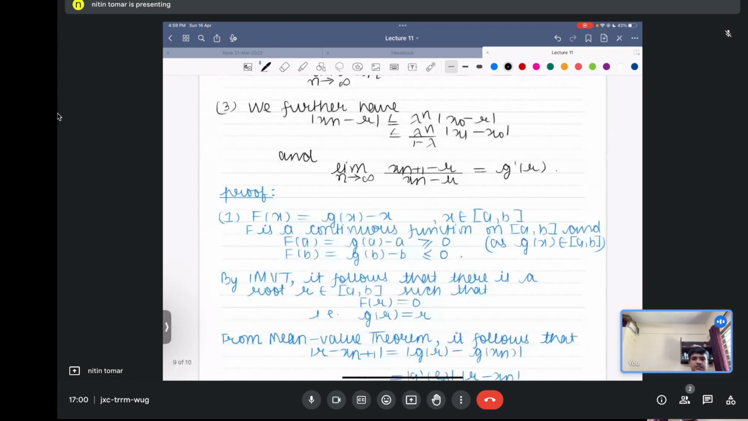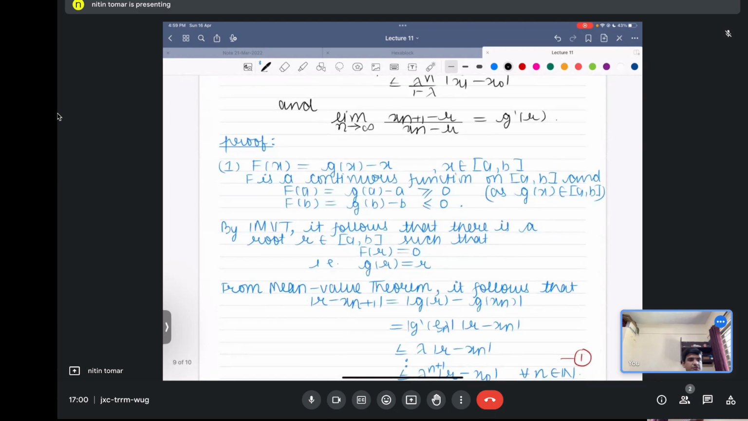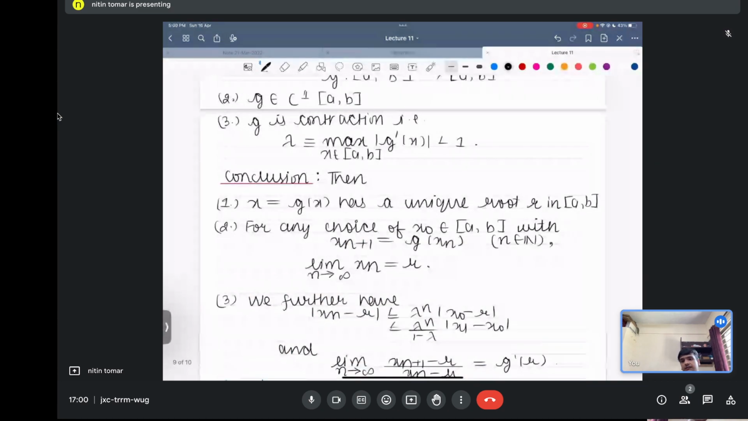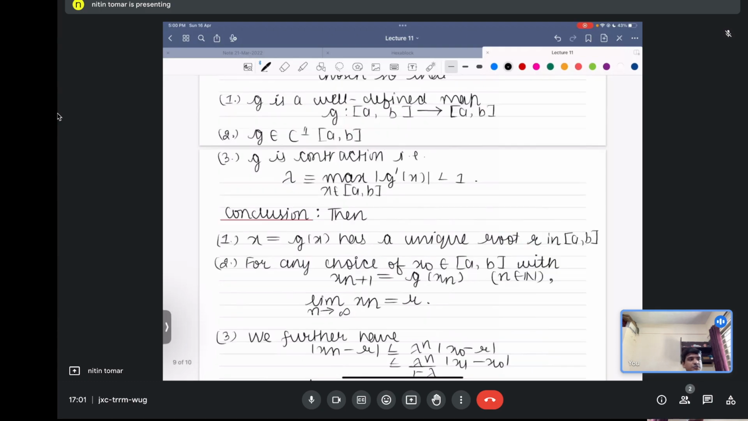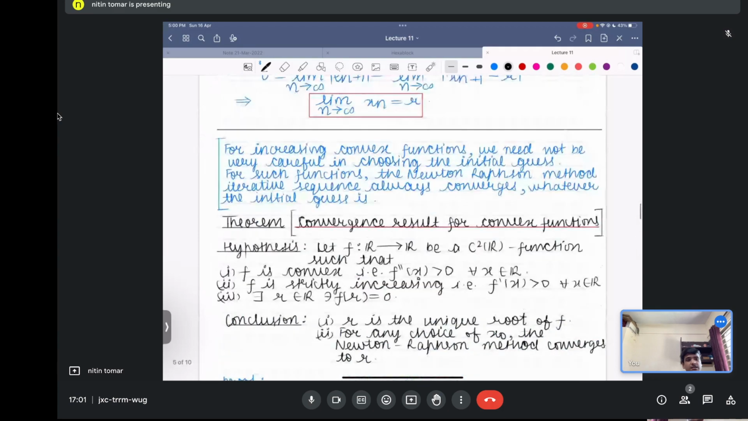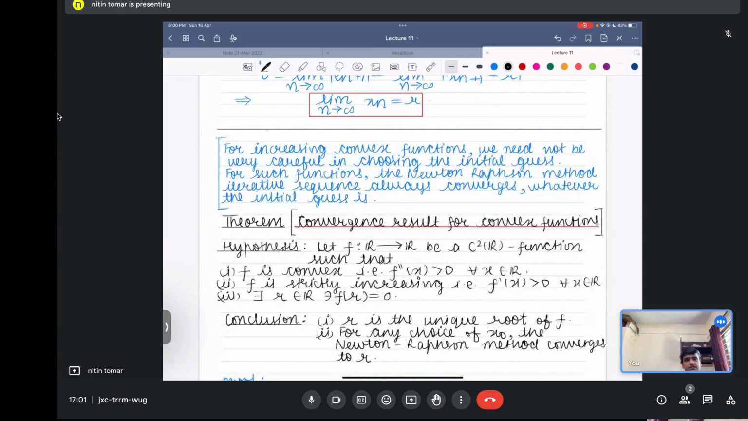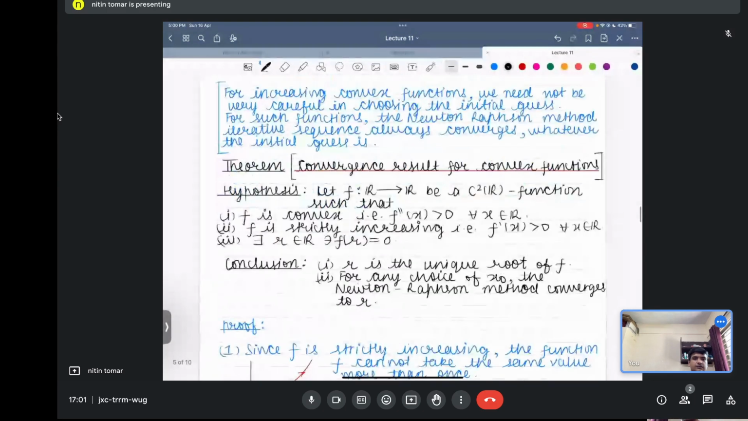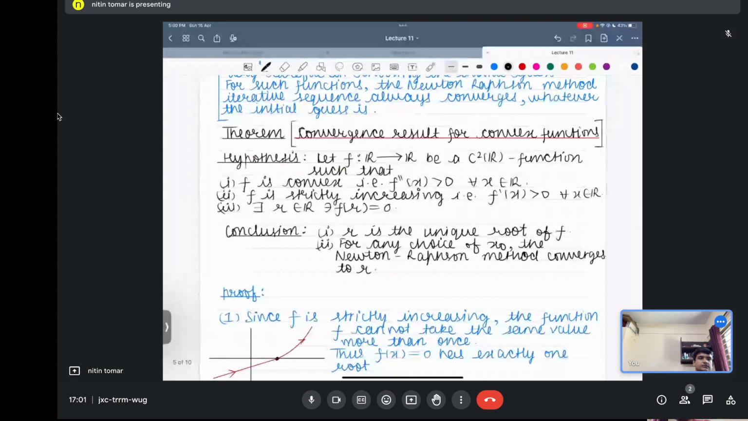So this was the convergence. One thing, we also have a convergence result for a special class of functions in the Newton-Raphson method, which avoids this paradoxical situation as to where to start the initial guess from. That class is the class of strictly increasing convex functions. Okay, see you next time.